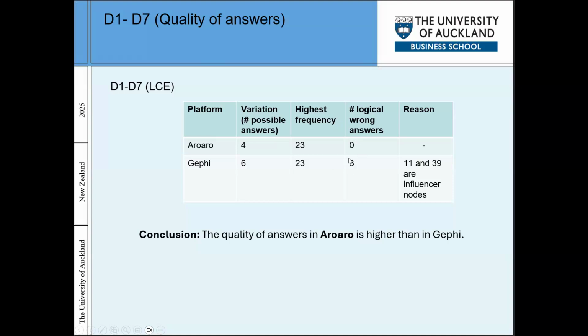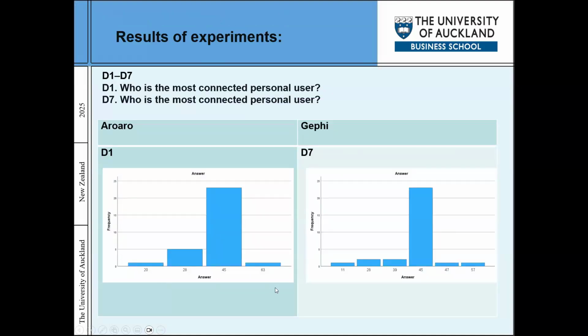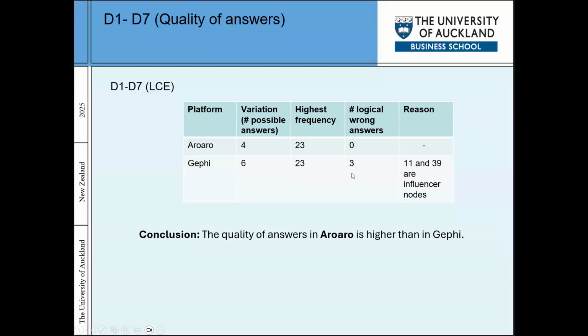But one thing which was very striking to note was, we also compared these answers. Are there any non-logical answers that they have selected? I'll give you the example. Let's say for GEFI, the question was to select one of the influencers out of the 3 options. Now, if you see this, around 3 participants have chosen some wrong answers. Wrong in the sense they are non-logical. In the sense where they have chosen 11 and 39, where 11 and 39 are influencer nodes. No, that was D4, by the way.